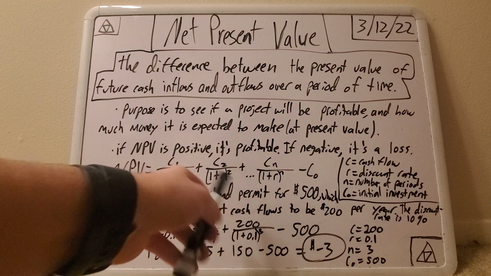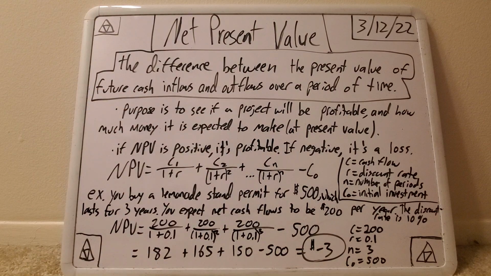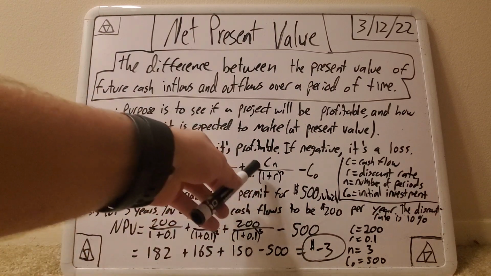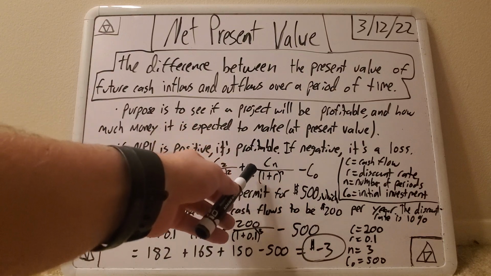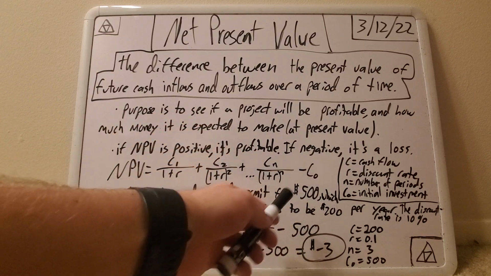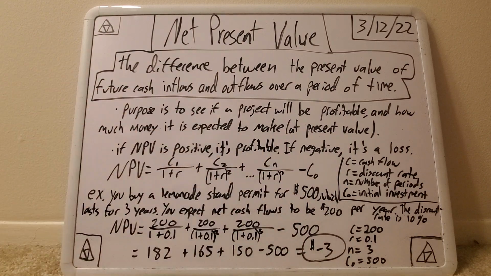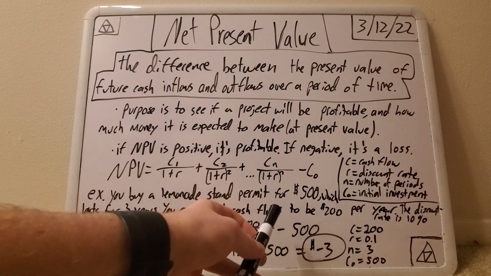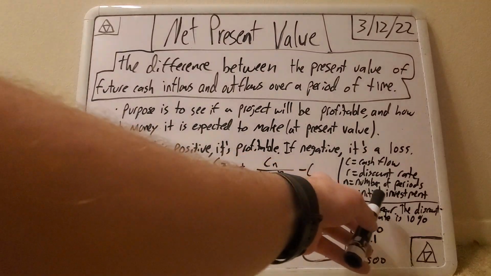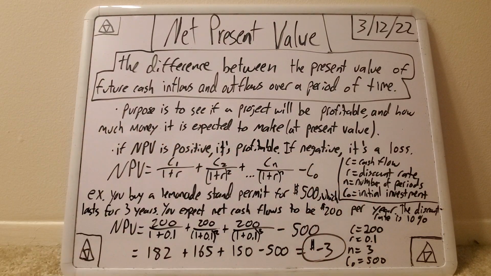And we do that for however many periods we're looking at this project for, until we get to the end, which is Cn, the cash flow of whatever the last period is, divided by 1 plus R to the power of n, whatever period that last period comes out to be. Then at the end, we have to subtract our initial investment, which is C0. A lot of that probably doesn't make too much sense, but it's a lot easier with an example.